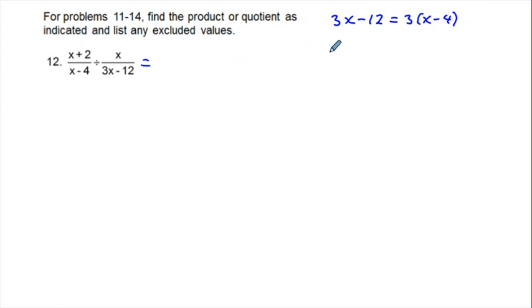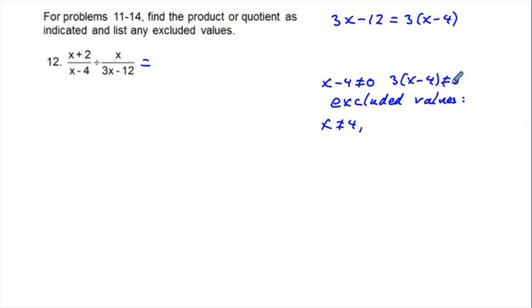And let's talk about excluded values here. And I like to, a lot of times, do excluded values right after factoring to make sure we keep this straight. So excluded values, we know that x minus 4 cannot equal 0, and so x cannot equal 4. And in this next one here, we also have 3 times quantity x minus 4 cannot equal 0, but we've already figured out that x cannot equal 4.